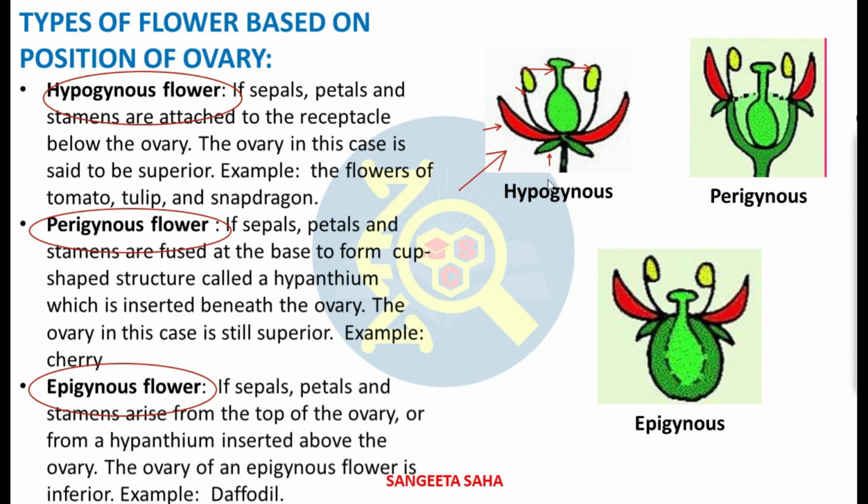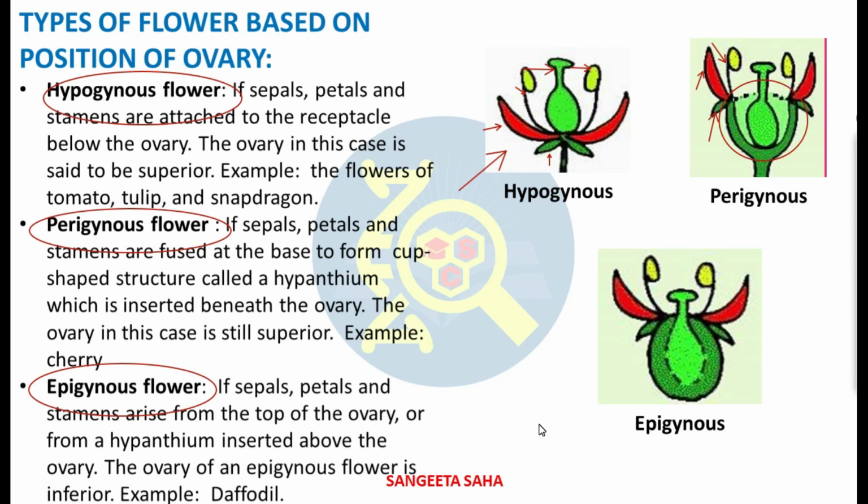Next is perigynous flower. Here you will find that there is a cup-like structure that is being formed, which partly surrounds the ovary. In such flowers, the sepals, petals and the stamens are attached to the rim of this cup-like structure, and the ovaries here also are superior, and this is basically found in cherry.